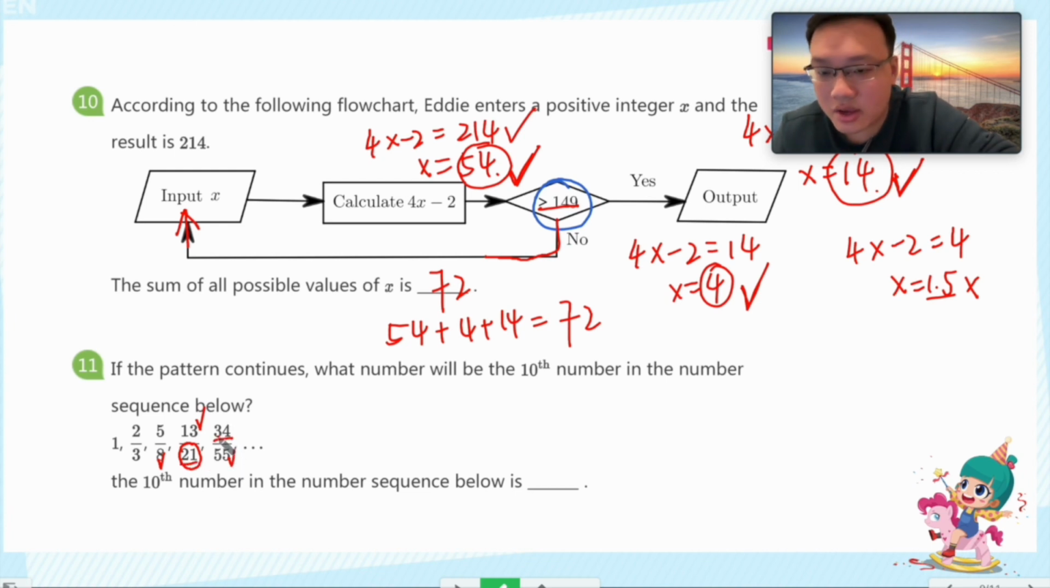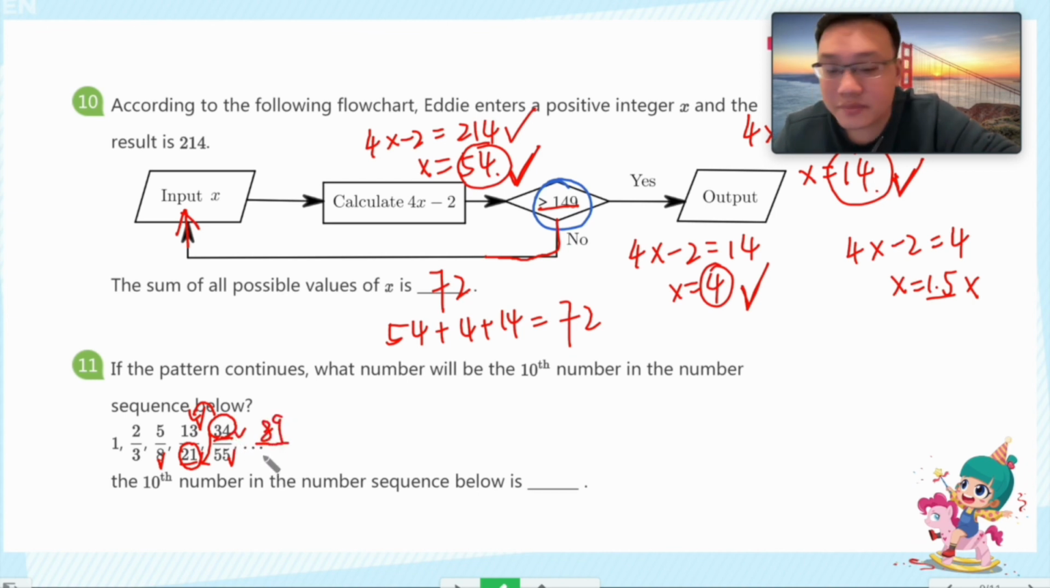All right, and how can we get the numerator? The numerator just equals the sum of the denominator and numerator of the previous term. So what's the next? As for the next one, you have to get the numerator first, which is 34 plus 55. That gives you 89.